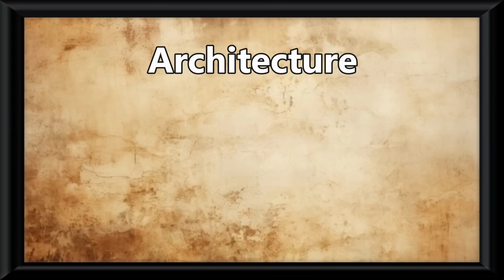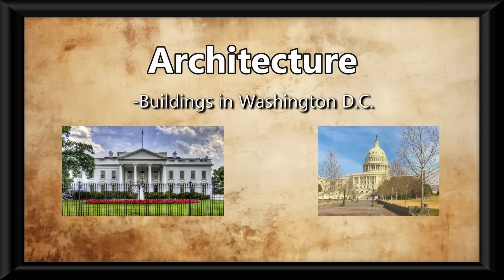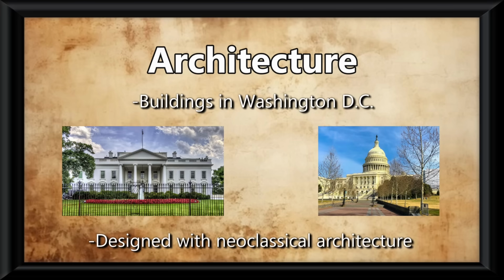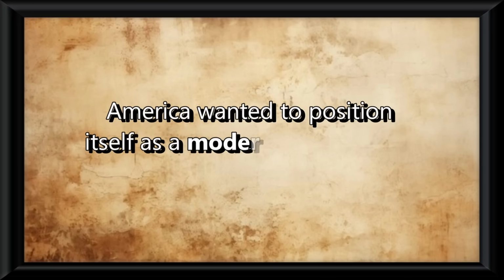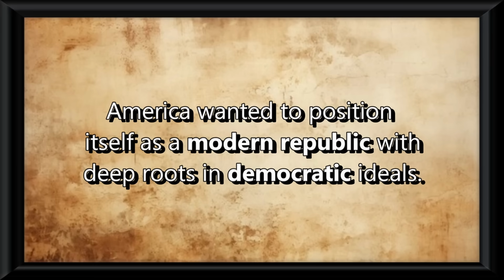Finally, architecture played a key role in shaping the national identity. Buildings in Washington, D.C. like the White House and the Capitol were designed with neoclassical architecture inspired by ancient Greece and Rome. This is because America wanted to position itself as a modern republic with deep roots in democratic ideals.